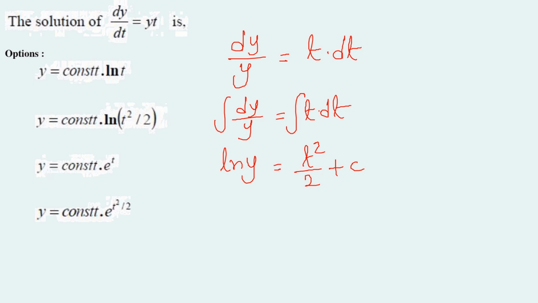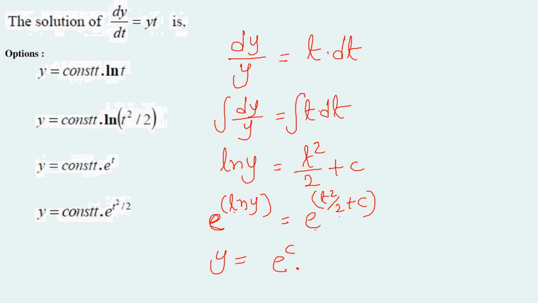Now let's rewrite this equation by using the exponent, that is e. Exponential power of ln y equals e power t square by 2 plus c. E power ln y is equal to y, and e power t square by 2 plus c can be written as e power c times e power t square by 2.